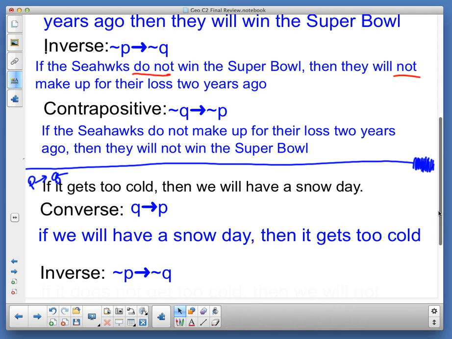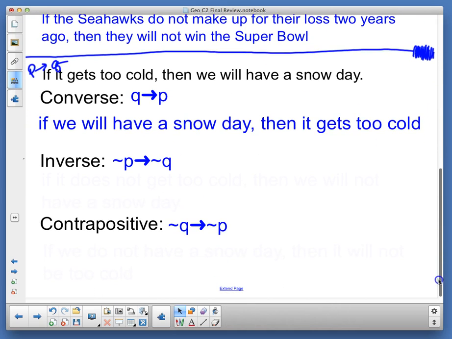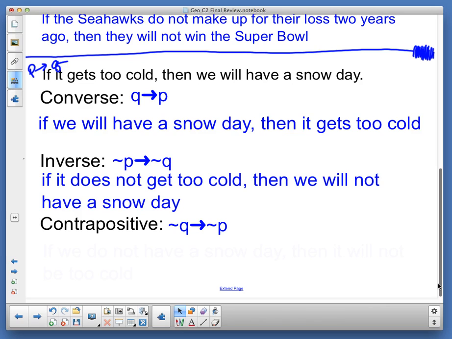So now looking on, my inverse negates, and everything stays in the same position. So I go not P implies not Q. If it does not get too cold, then we will not have a snow day. I'm not asking you to evaluate whether it's true or false. I'm just asking you to write the statement.